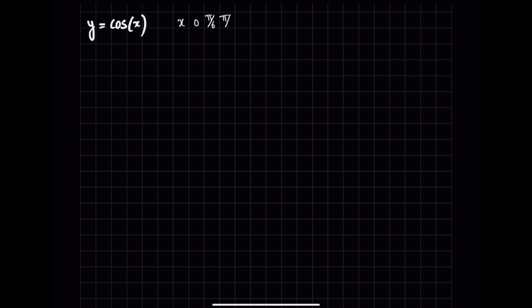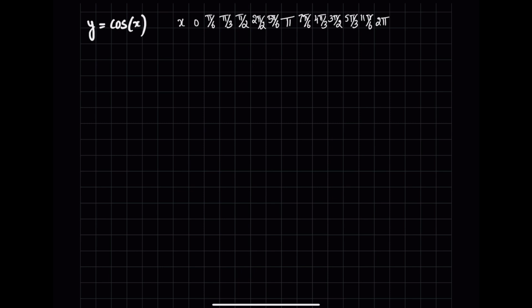pi by 6, 60 degrees pi by 3, 90 degrees is pi by 2, then 2 pi by 3 is 120 degrees, 5 pi by 6 is 150 degrees, pi, which is 180 degrees, then 7 times pi by 6, which is 210, then 240 is 4 times pi by 3, 3 times pi by 2 is 270, then 300 degrees is 5 times pi by 3, 330 is 11 times pi by 6, and 2 pi. We want to find the value of cosec at all these angles.